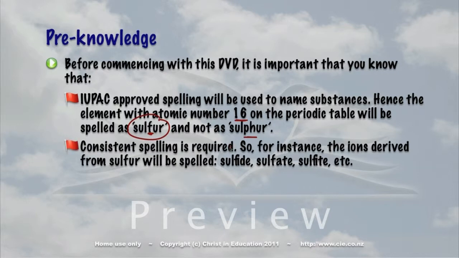Please remember to be consistent with your spelling. So for instance, the ions derived from sulfur will be spelled sulfide, sulfate, and sulfite, etc., and not as sulphide.